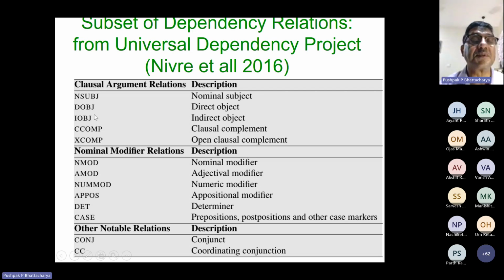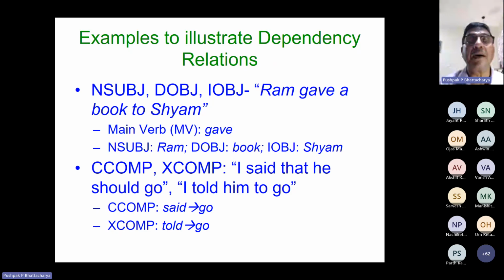DOBJ is direct object. I prefer the morning flight. Flight is the direct object. IOBJ is the indirect object. And CCOMP, XCOMP, etc. So all these relations are there. Let us take a look at some of their examples. nsubj, DOBJ, IOBJ. Ram gave a book to Sham. Here the main verb is gave, and nsubj is Ram. Nominal subject is Ram. DOBJ direct object is book. IOBJ indirect object is Sham, who is the beneficiary.